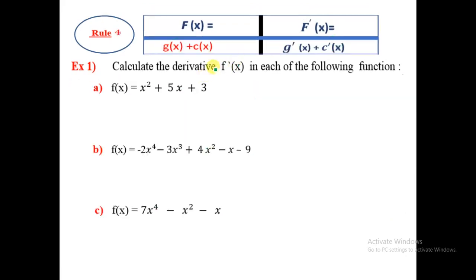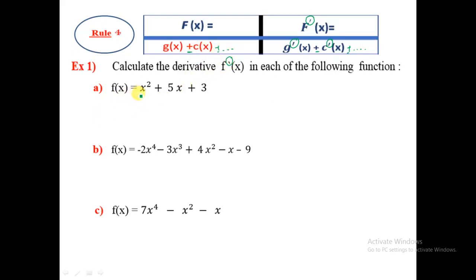Let's go to rule 4. We have if f of x equals g of x plus or minus c of x plus or minus, etc., then the derivative f prime of x is equal to the derivative of the first term plus or minus the derivative of the second term plus or minus the derivative of the third term, etc. So we will calculate the derivative f prime of x in each part.